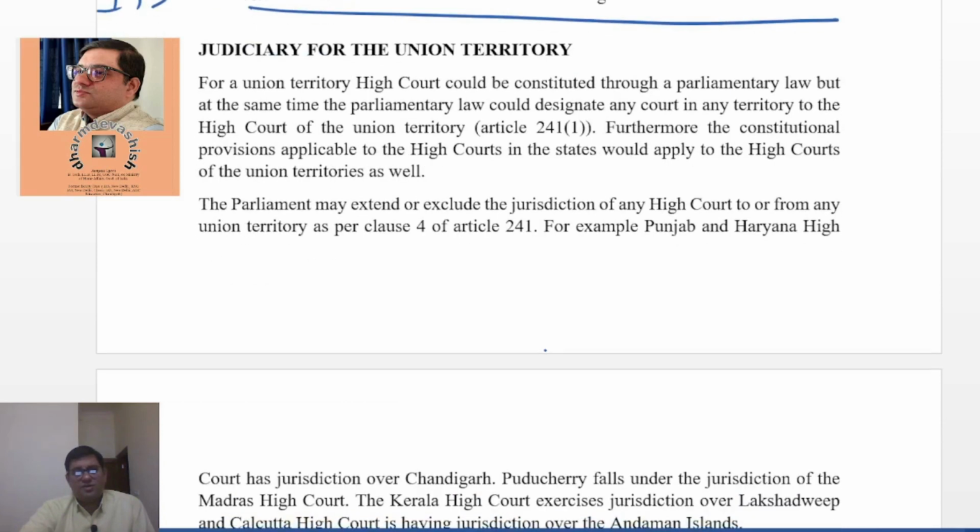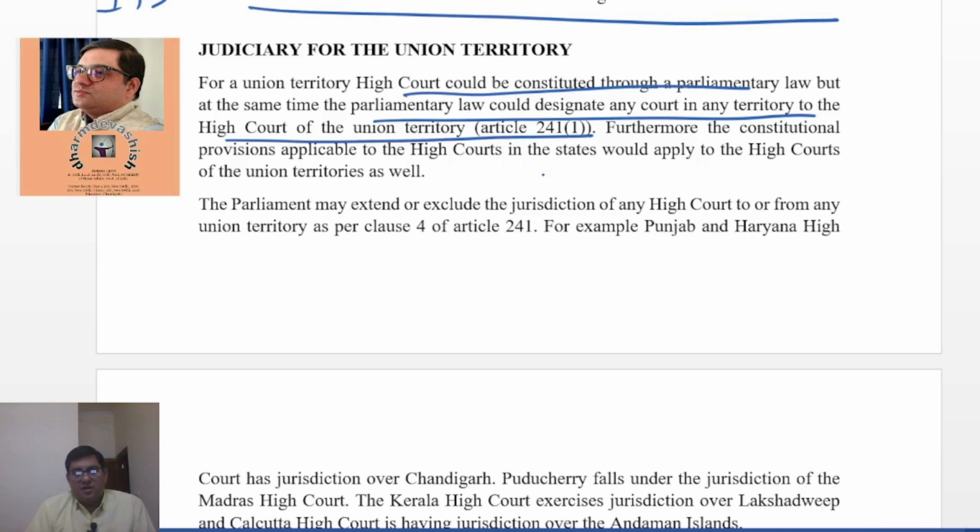When it comes to the judiciary for union territory, the constitution says that for a union territory, a high court could be constituted through a parliamentary law, but at the same time the same parliamentary law could designate any court in any territory to be the high court of the union territory. This is mentioned in Article 241 clause A.